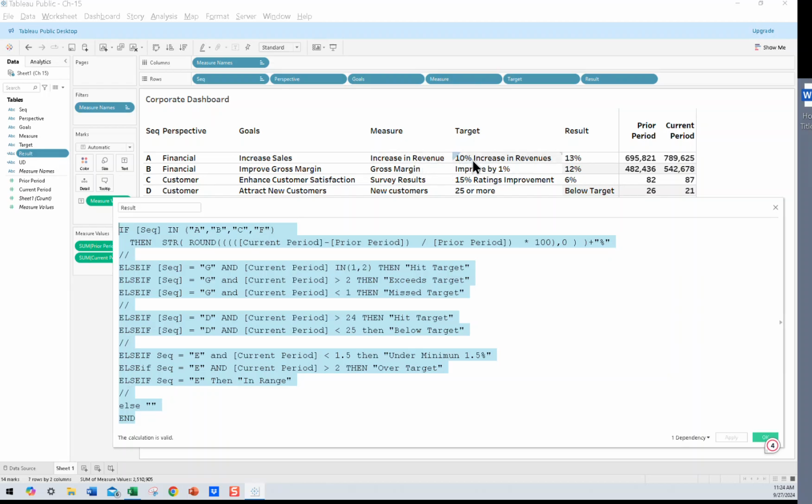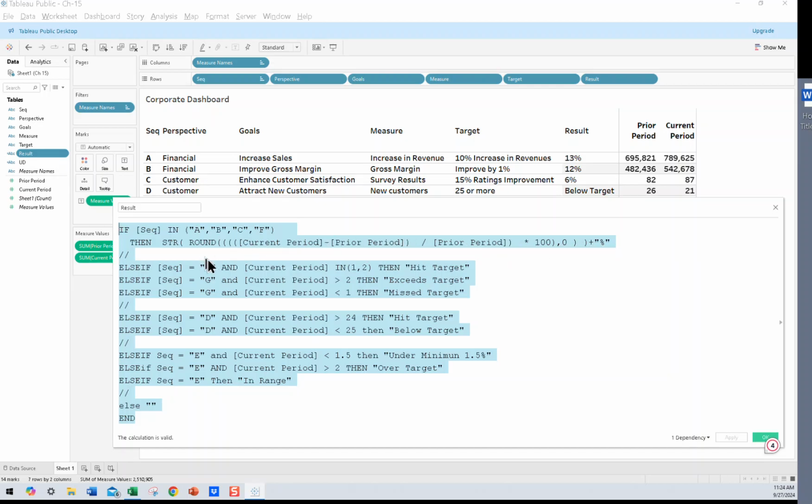What's our target? In this case, our target is 10% increase in revenues. Last period we had this. This is our current period total. What's the increase in revenue? 13%. Better than the 10%. We're looking good. If it's not A, B, C, D, or F, and this is the calculation for that percent.